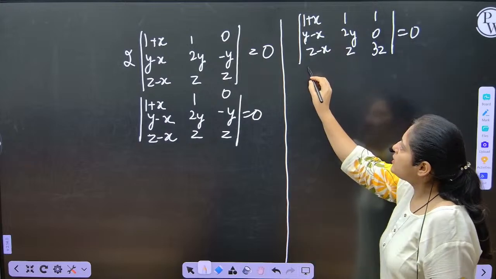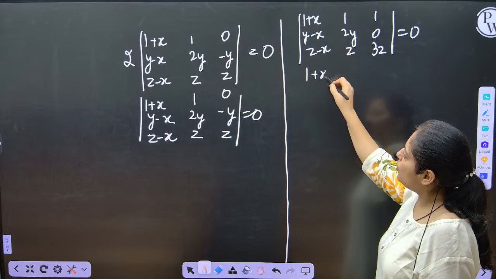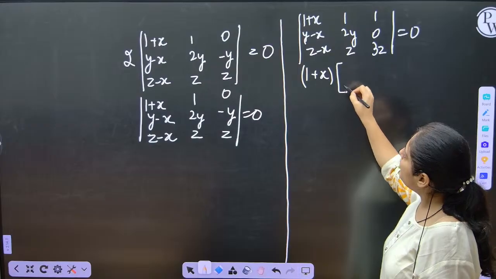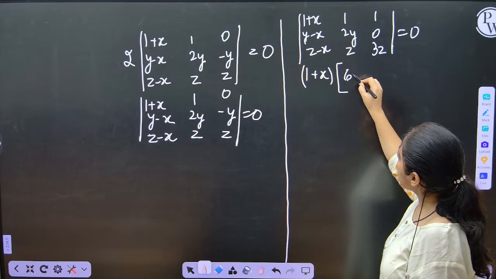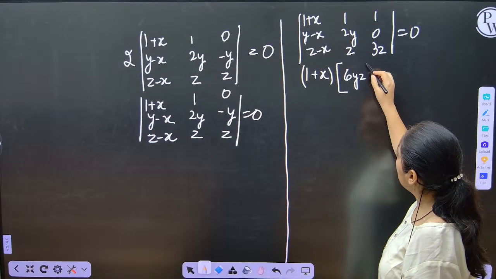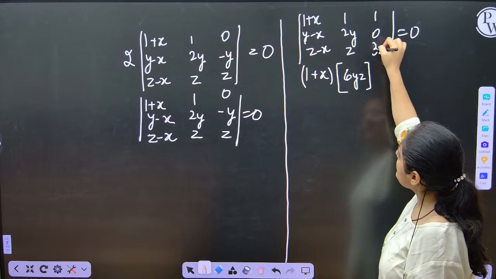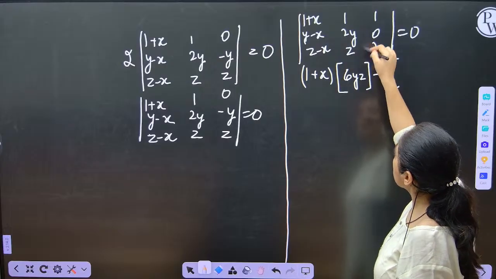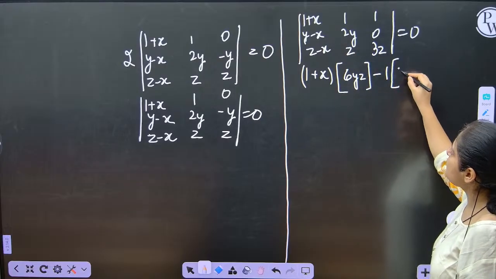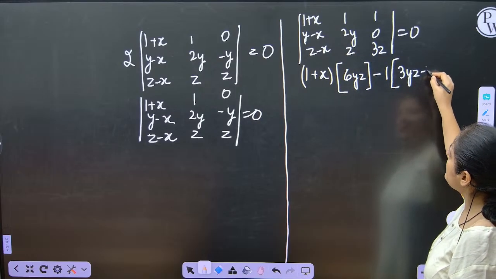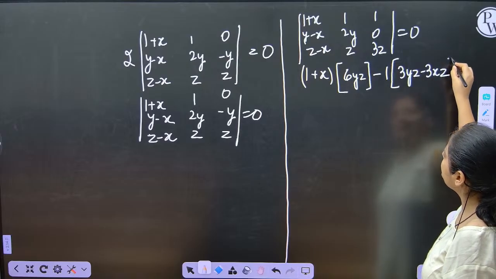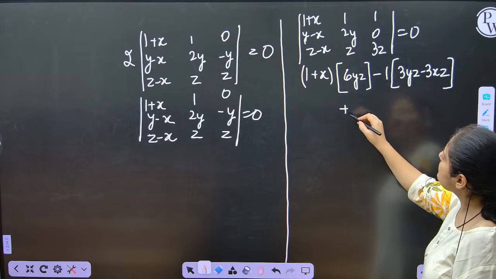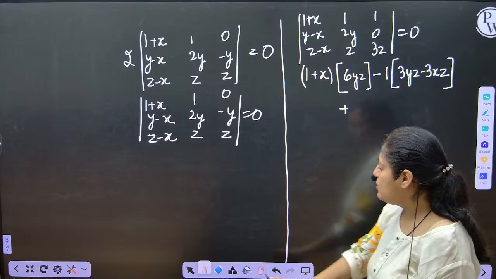All right, now I am expanding along row 1. So what will come? 6yz, minus 0 only, no problem. So if I multiply, this will become 3yz minus 3xz. Sorry, minus sign also.